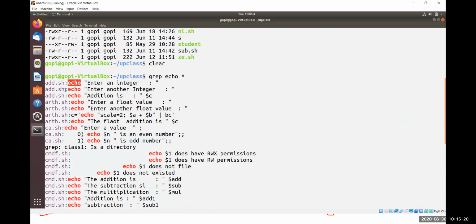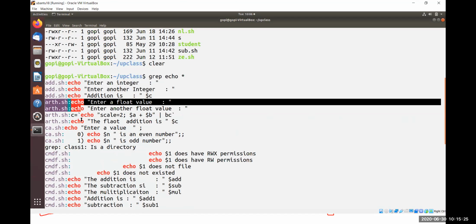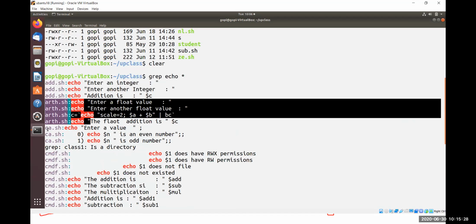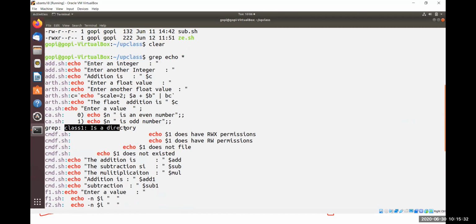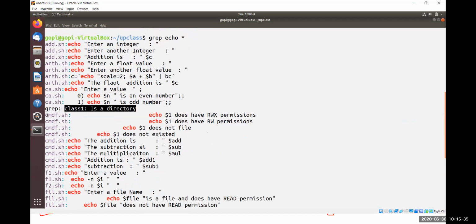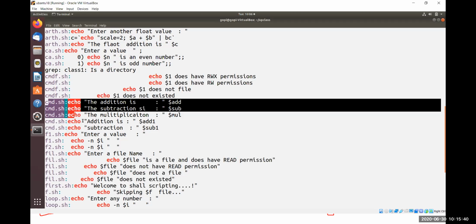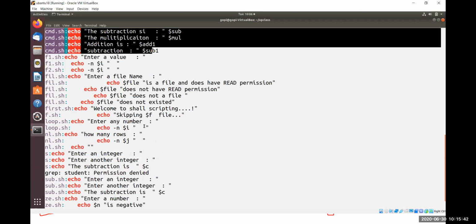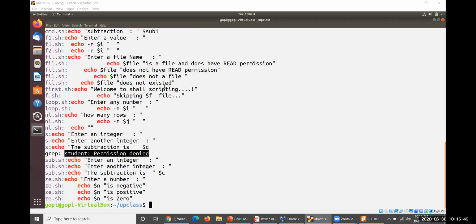Add.sh has echo, and add.h we have 3 times. Arth has approximately 4 times, and ca has 4 times. The class one is a directory, so there is no specification here. The cmdf has some 4 or 5 times, and the cmd has some 5 or 6 times. Somewhere else you can see grep says student doesn't have read permission, so permission is denied. Like this it can be displayed.